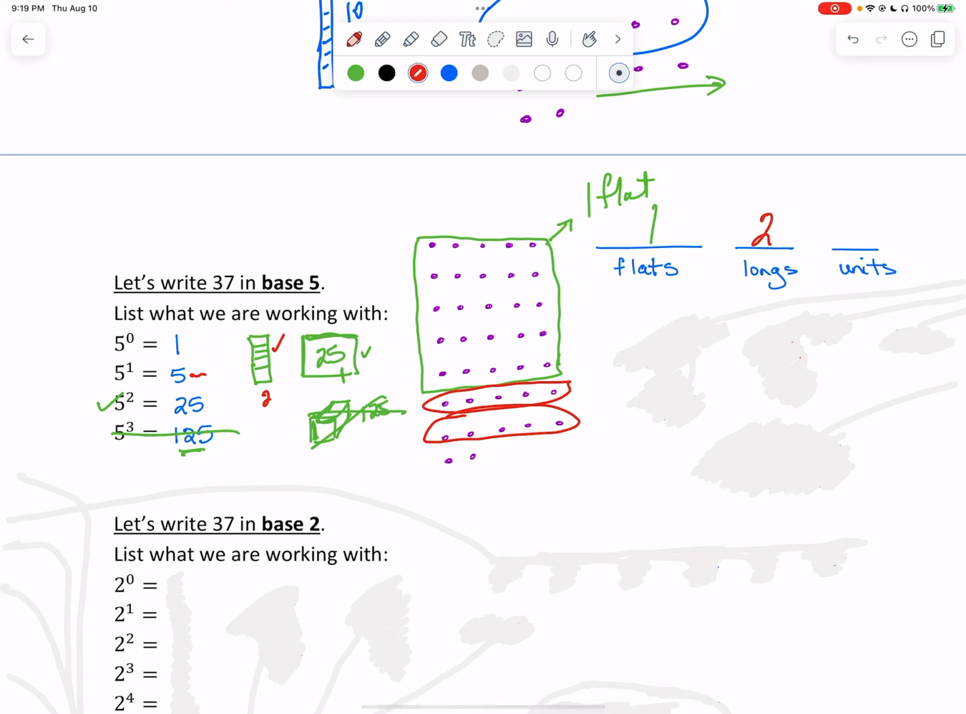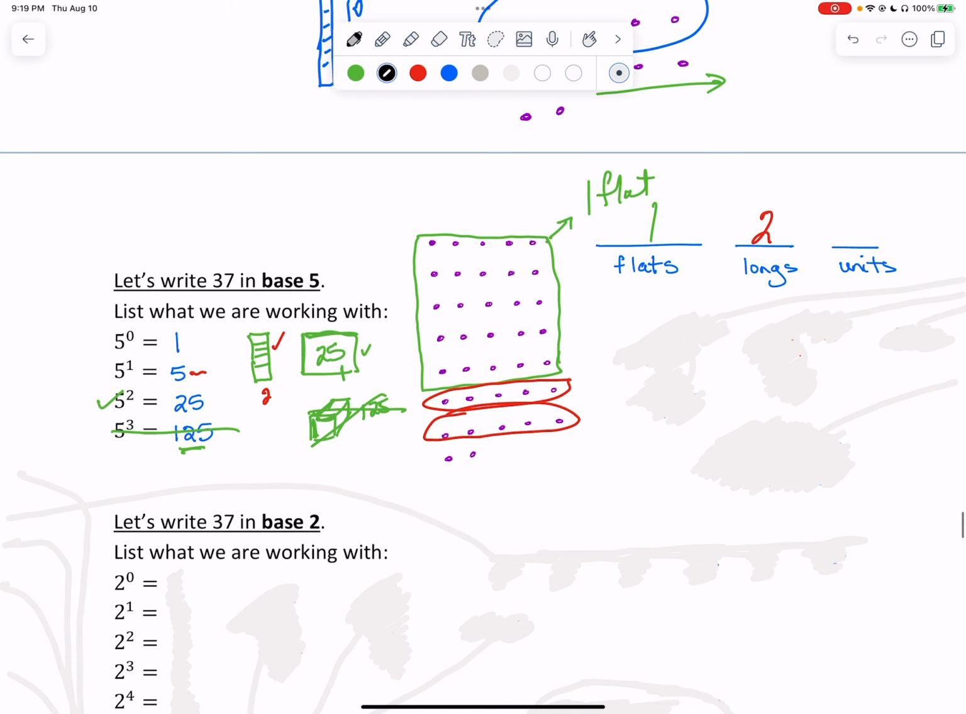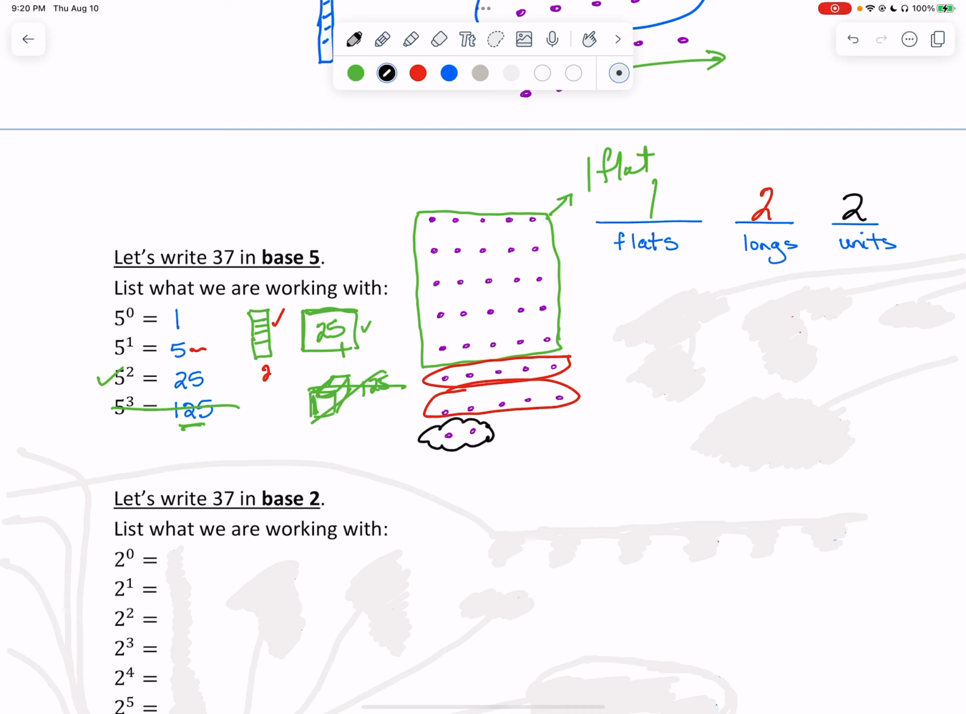So there's my 2. And then my units, I'll do that in black. So I've got 2 units left. So I've got 2 units. So I did that one.